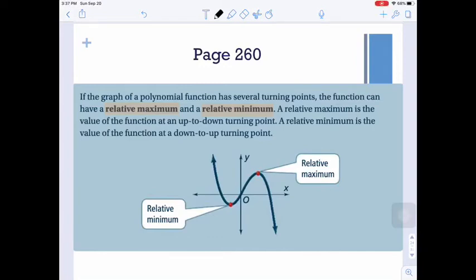Section 4.3, example 5, on page 260, we have: if the graph of a polynomial function has several turning points, the function can have a relative maximum and a relative minimum. A relative maximum is the value of the function at an up to down turning point. A relative minimum is the value of the function at a down to up turning point. Notice we have a down to up turning point here, that is a relative minimum, and then we have an up to down turning point here, which is a relative maximum.